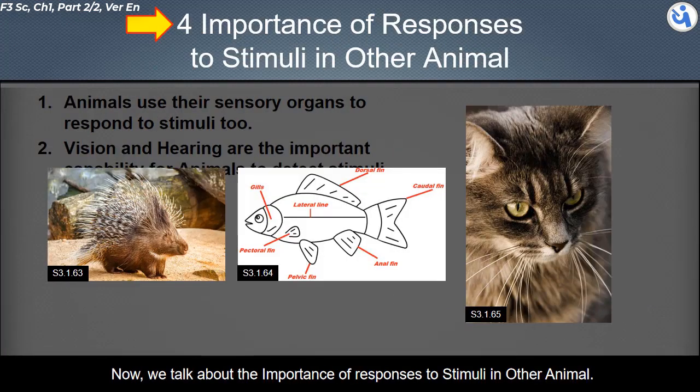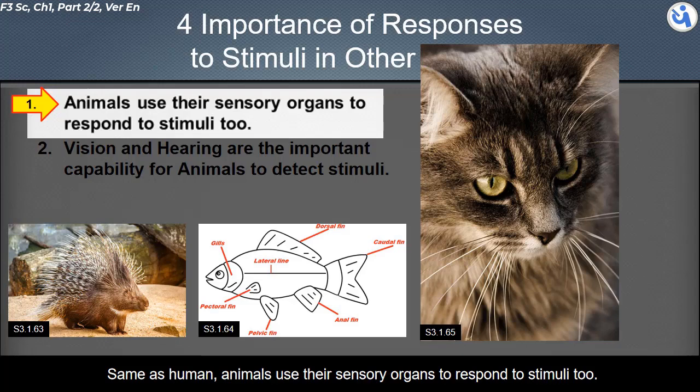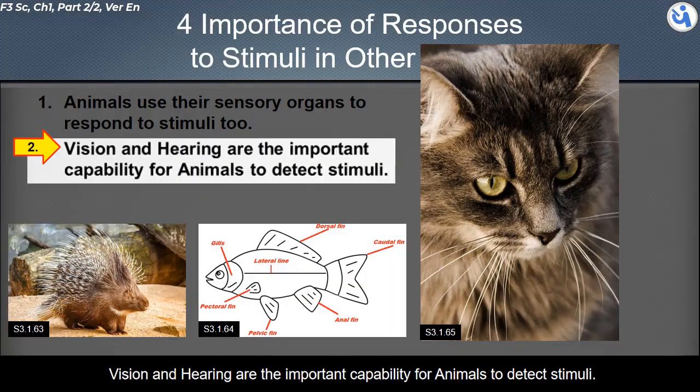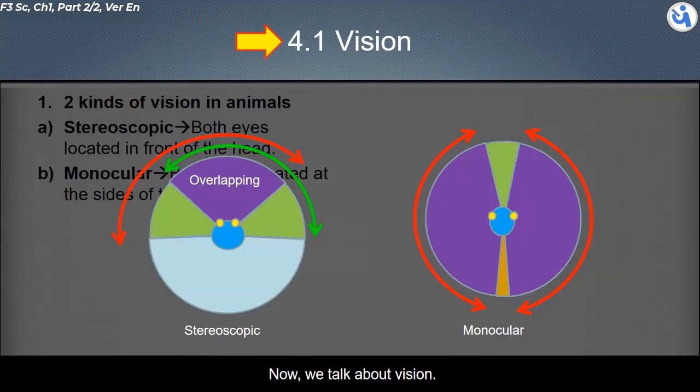Now, we talk about the importance of responses to stimuli in other animals. Same as humans, animals use their sensory organs to respond to stimuli too. Vision and hearing are important capabilities for animals to detect stimuli. Now, we talk about vision.